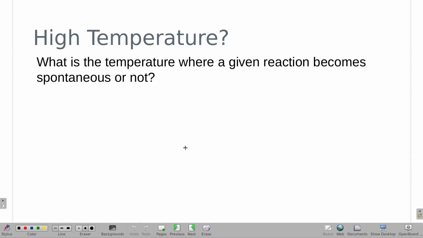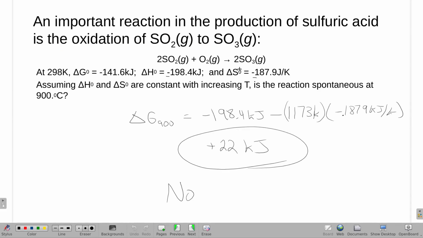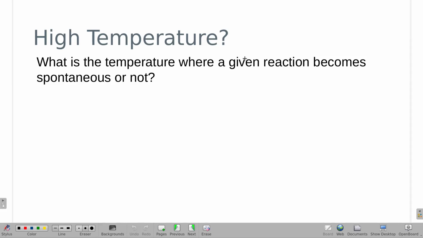Alright, let's do another one of these. And before we do it, let's actually think about this. Could we actually just predict the temperature at which it's spontaneous? We said this reaction, because they're both negative, was spontaneous at low temperatures. Well, what is a low temperature? Because 298 is spontaneous, and at 900 degrees it's barely non-spontaneous. Positive 22 is very close to no longer being spontaneous. So how high does the temperature have to be?